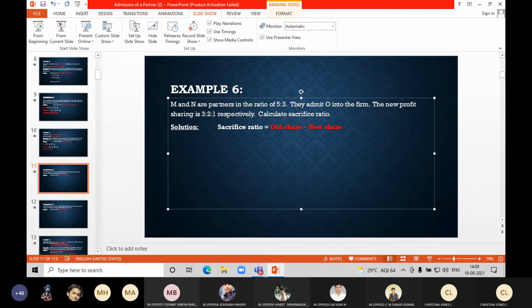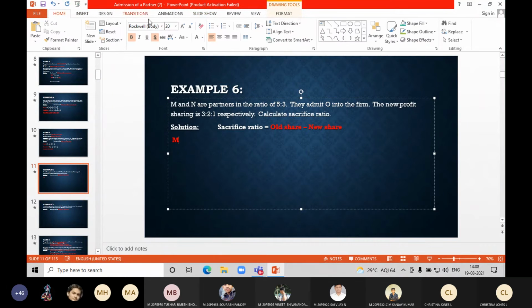Let's start with M. First, write down what is M's share. 5/8. This is what M's old share is. What is M's new share? 3/6. Correct?